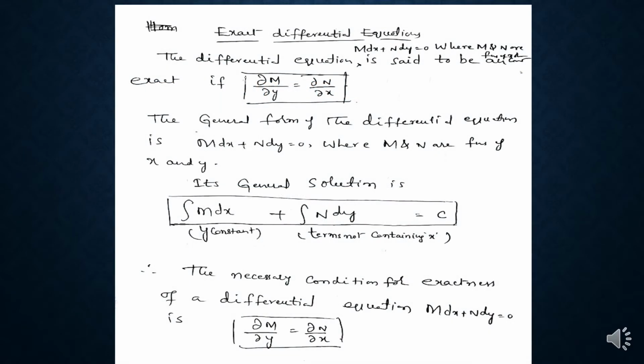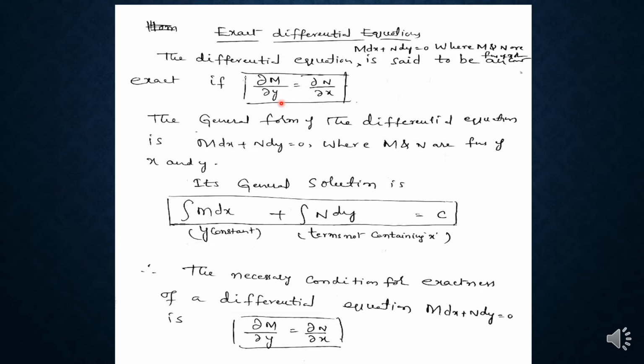If the given differential equation is in the form of M dx plus N dy is equal to 0, where M and N are functions of x and y, then the differential equation is said to be an exact differential equation if ∂M/∂y is equal to ∂N/∂x. If this condition exists, then only the given differential equation is called an exact differential equation.